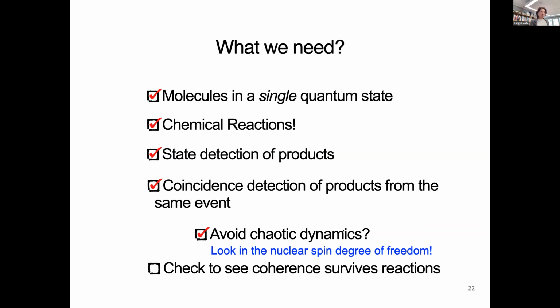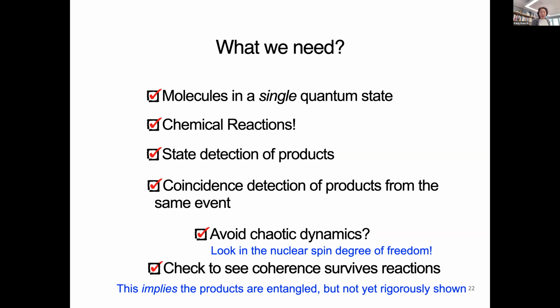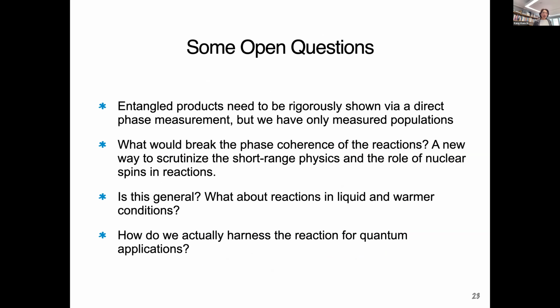now this is exciting because we now look at the nucleus spin degrees of freedom in this particular case that we check, and we did see coherence surviving reactions. This implies, though not rigorously shown, that the products are entangled, but again, it will require much more rigorous tests to show that they're entangled. So let me just say, the last brief words, there are of course some open questions.